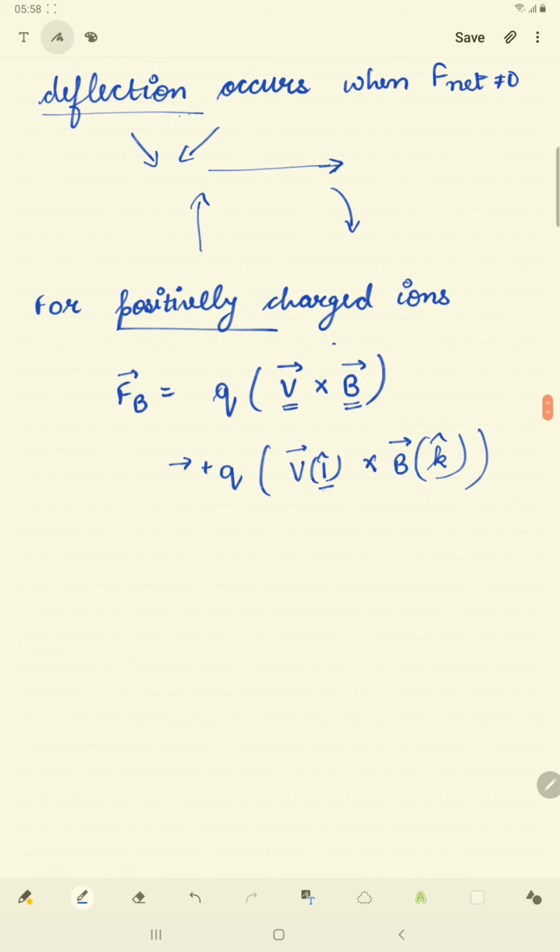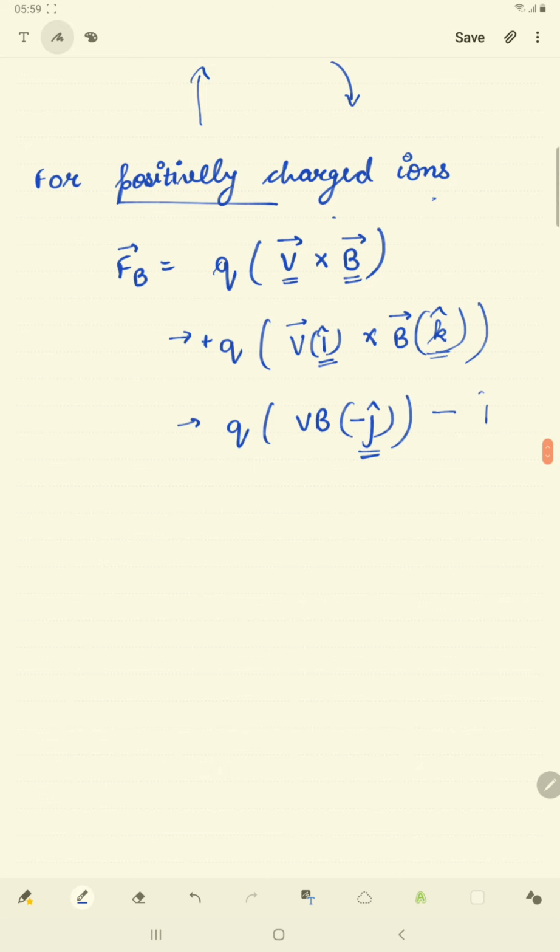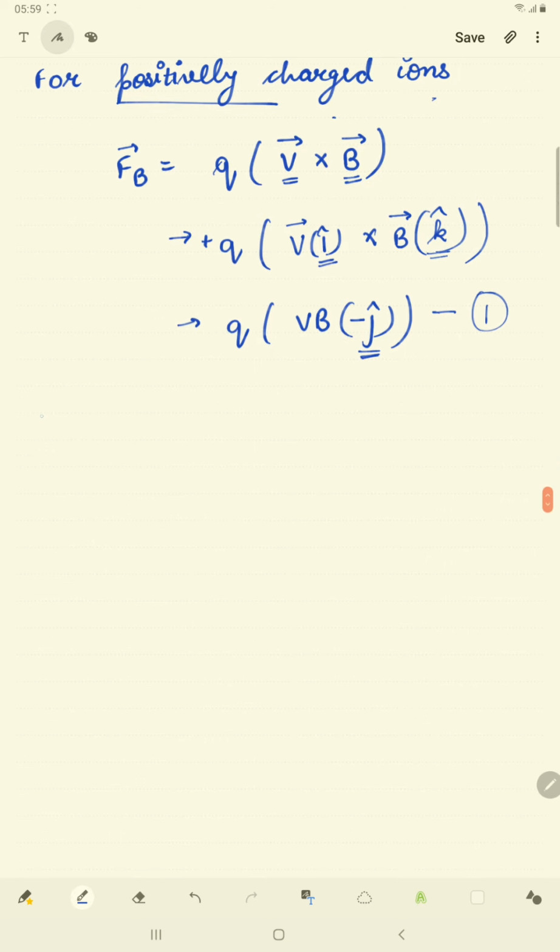So we know that the cross product of i and k, that is i cross k, would give us negative j cap, where j is the y axis. So our positively charged ions would displace in the negative y direction. This is the first part solved. Now we do it the same way for negatively charged particles.